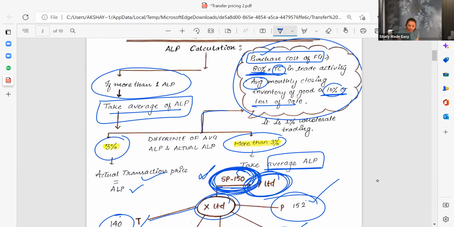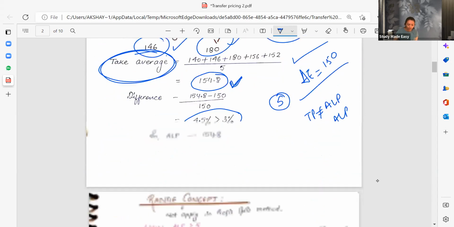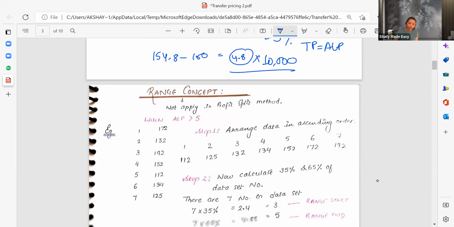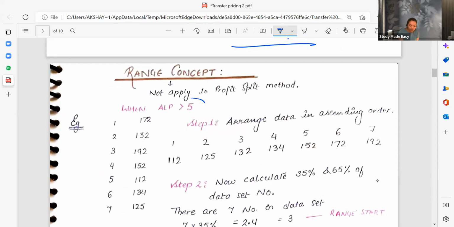This 3% would be 1% in the case of wholesale trading, and what wholesale trading is has been explained over here. Understood? Now, ma'am, I'm confused. What if I have more than 5 observations for arm's length price? It has not been asked even a single time in your exam.